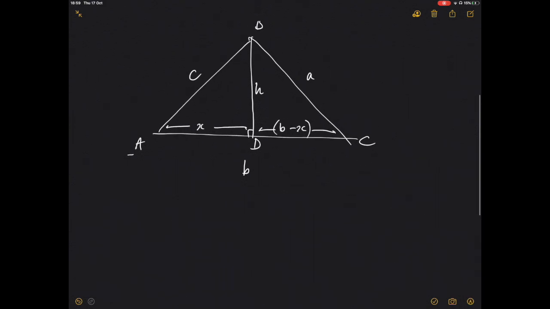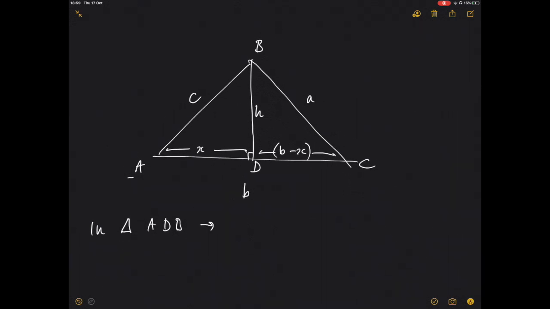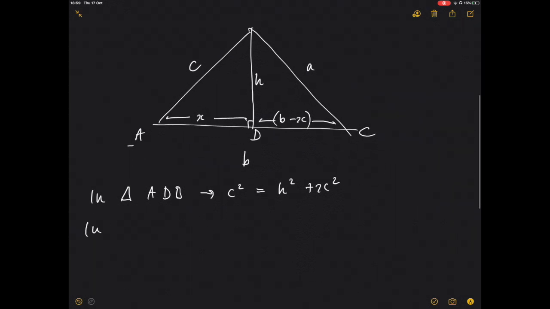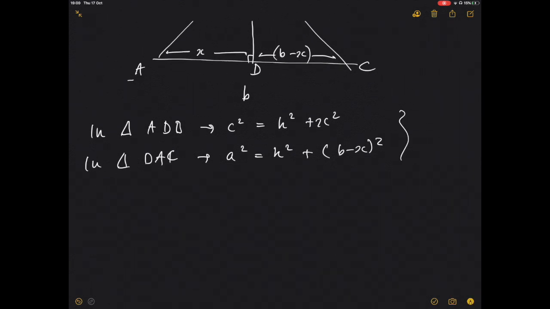If we use Pythagoras, in triangle ADB we can say that c squared equals h squared plus x squared. And likewise, in triangle DAC, we can say that a squared equals h squared plus (b minus x) squared. So now we have a set of simultaneous equations.